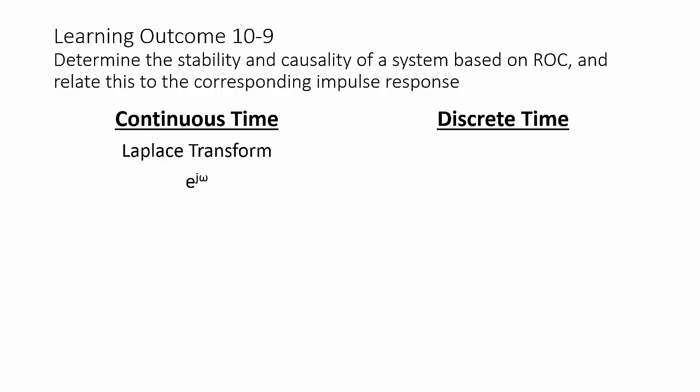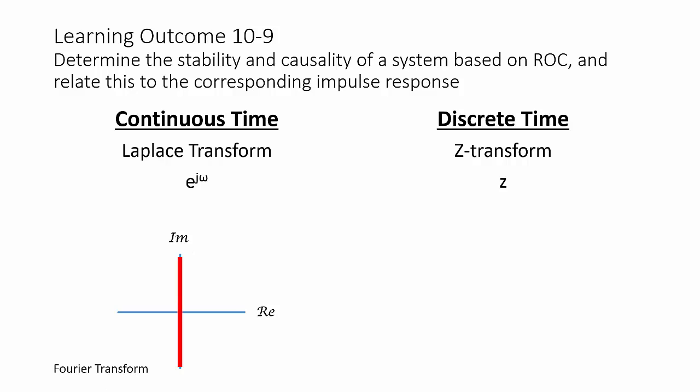In the introductory videos on Chapter 10, Learning Outcomes 10.1 and 10.2, we compared continuous time and discrete time, and we saw that our Laplace transform had an e to the j omega, whereas our z transform had a z. Let's consider this in the complex plane with real and imaginary axes. We have our Fourier transform when we are on the j omega axes.